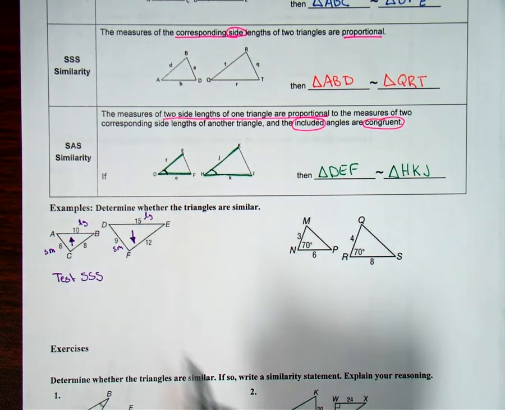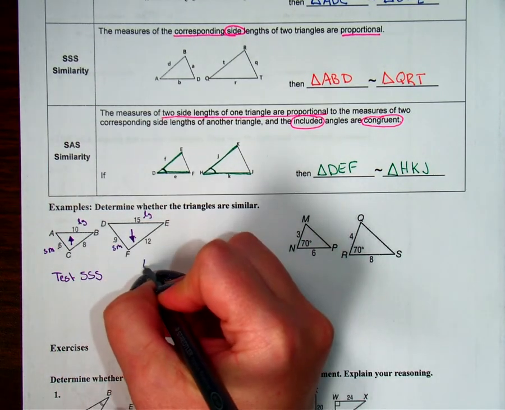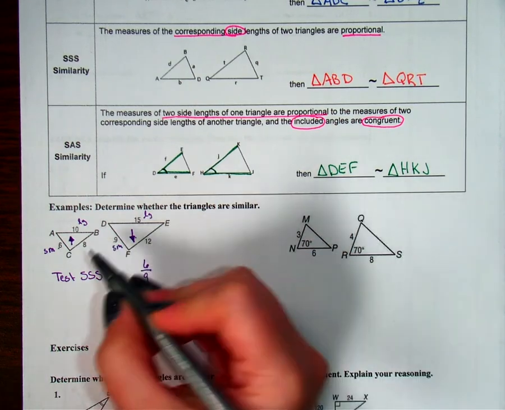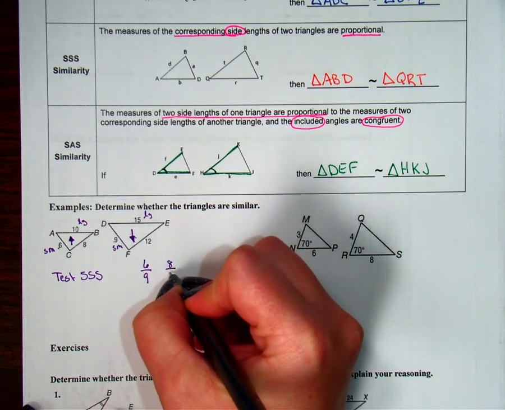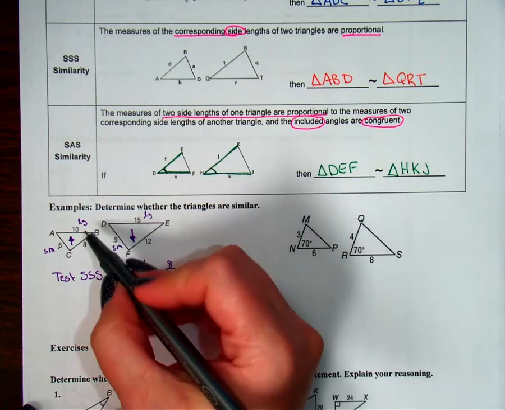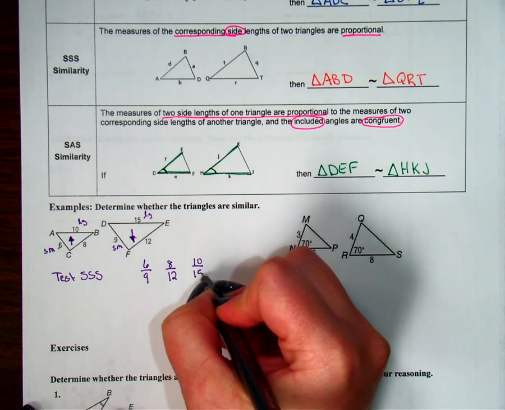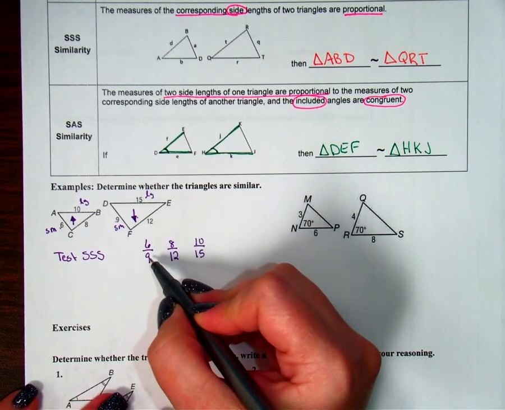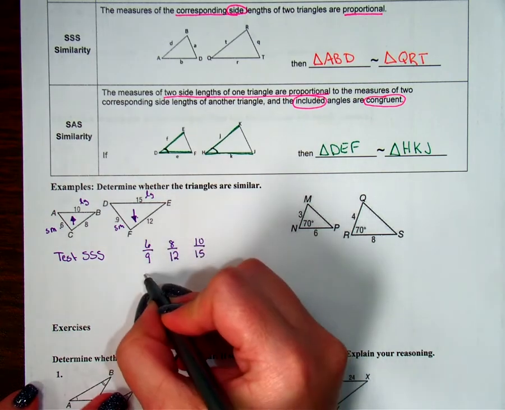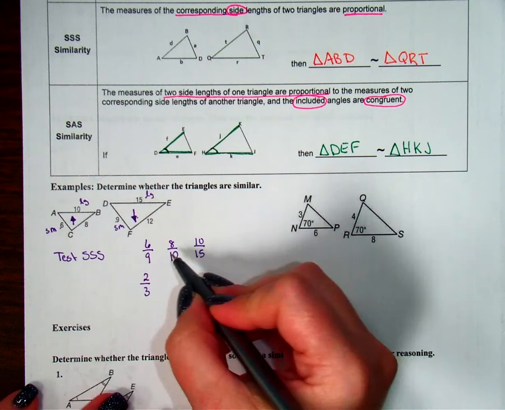So I'm going to do small to small, up arrow small to down arrow small, 6 to 9. And then I'm going to do my mediums that I didn't label, 8 to 12. And then I'm going to do my large, 10 to 15. And these are proportional if these 3 fractions are equal. So 6 and 9 are both divisible by 3. 3 goes into 6 2 times. 3 goes into 9 3 times.